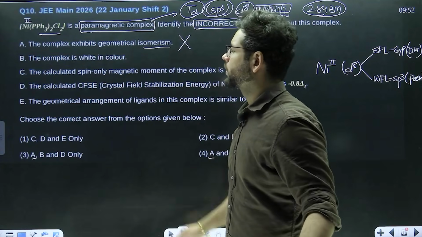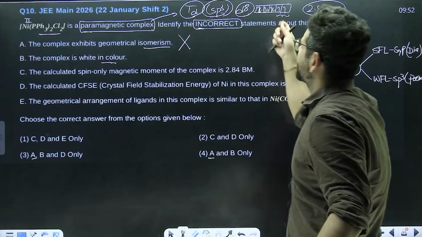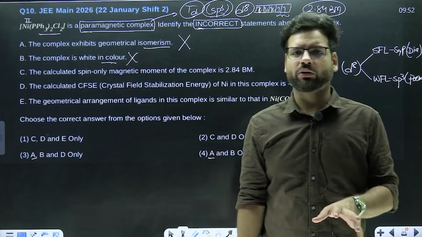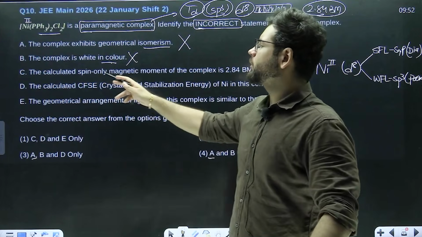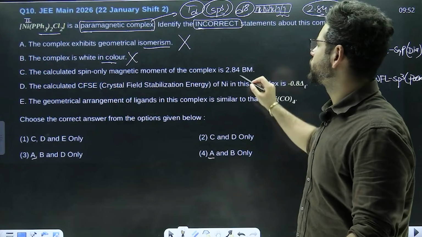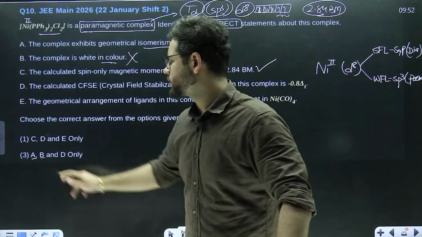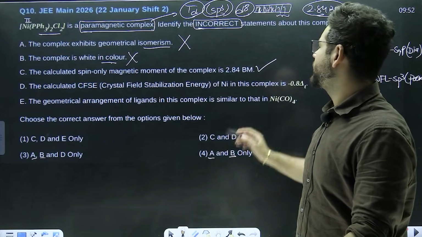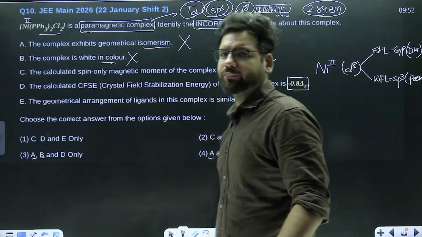B. Complex is white in color. As I can see D8 here, D8 has dd transition. So there has to be some color to it because of dd transition. The calculated spin-only magnetic moment of the complex is 2.84. This is absolutely correct. So A and B are wrong up till now. Yes, C is correct. The CFSE value of nickel in this complex is minus 0.8 delta T.